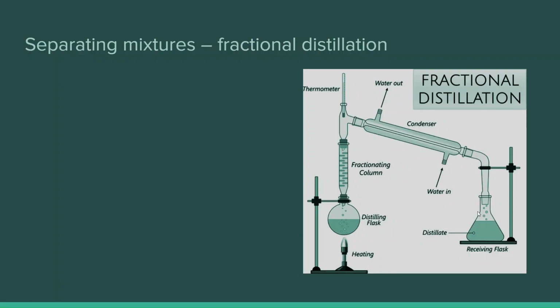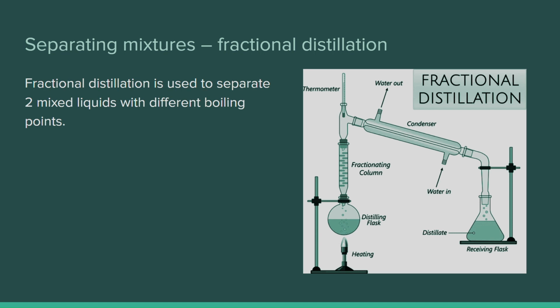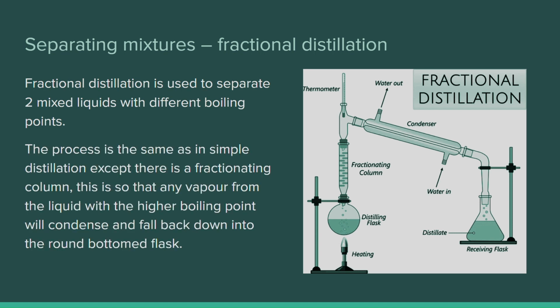There's also fractional distillation, which is used for two liquids that have been mixed together, and they have to have different boiling points, otherwise it won't work. It's the same as simple distillation, except there's a fractionating column over here. Any vapor from the liquid with the higher boiling point will condense and fall back down, and the one with the lower boiling point will fully evaporate, go through the condenser, and then into the conical flask.